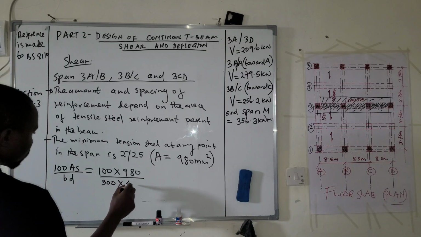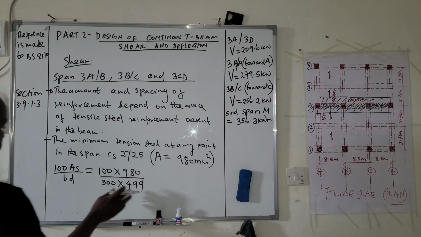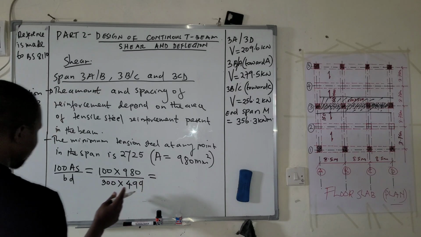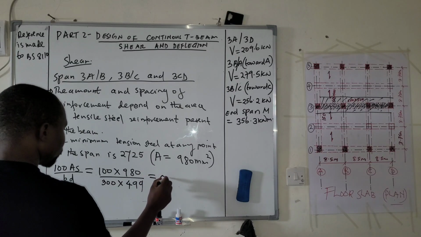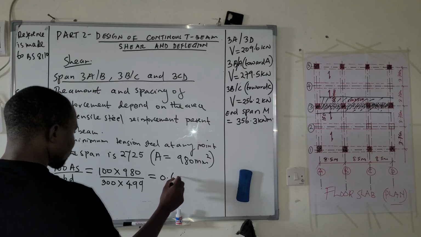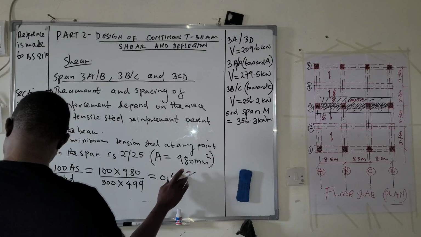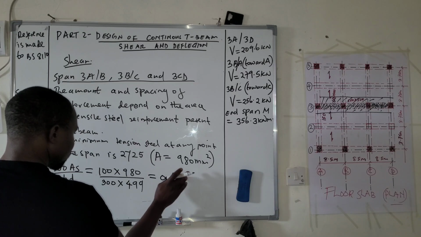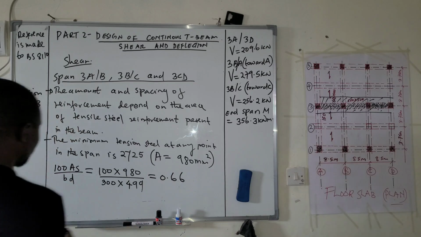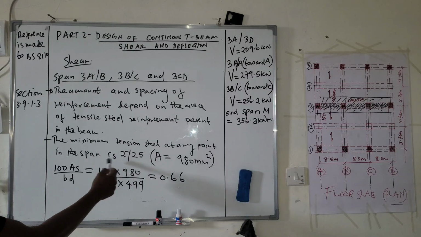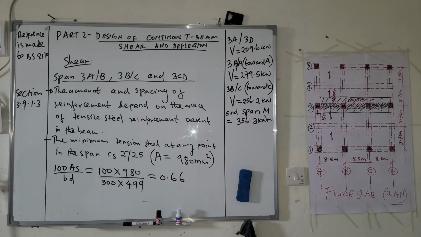So 499, this was our d. So this one, if you punch the calculator, you will get 0.655 or 0.66. So that is the value if you punch this in your calculator.